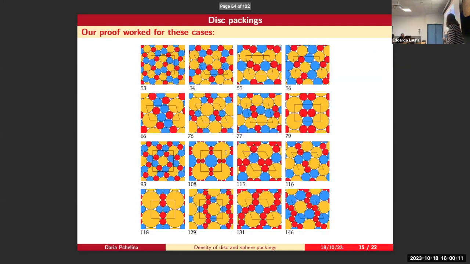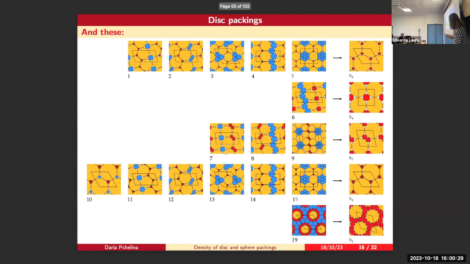Okay, so that was the end of the sketch of the proof, and it worked. That means that everything worked. The recursion stopped. All triangles were fine for the 16 cases. So each of these packings is optimal for the corresponding triplet of disks.